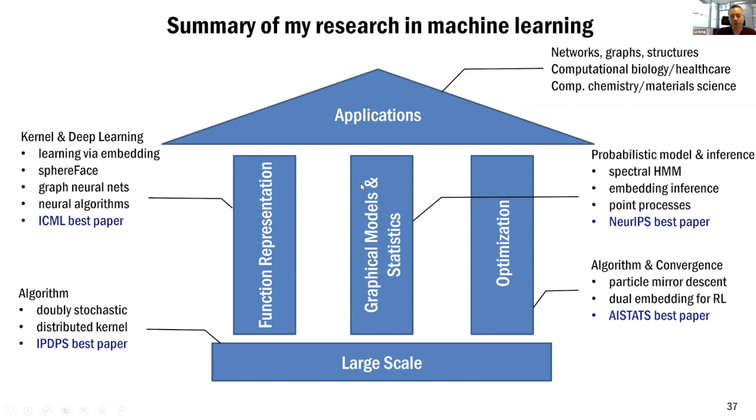Besides that, on top of these three pillars of machine learning methodology, I am particularly interested in applications arising from network graphs or data with structures. Such data occur a lot in social networks, and in interdisciplinary problems such as computational biology, material science, and healthcare. If you're interested in either the methodology direction of machine learning or the application direction of machine learning, just come and talk to me. Okay, that's pretty much my talk. If there are any questions, we can go to the question and answering session.